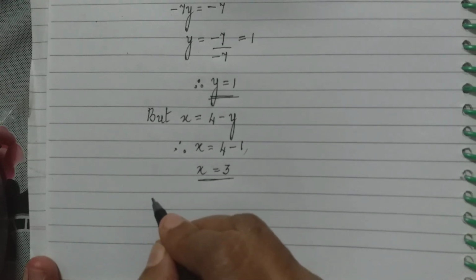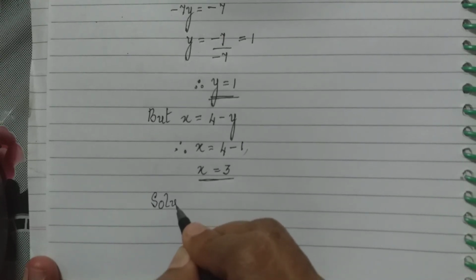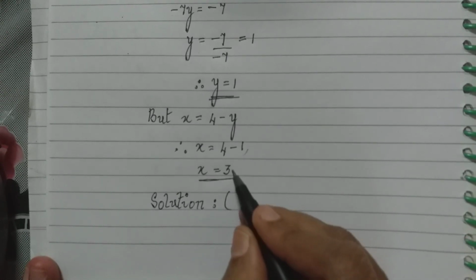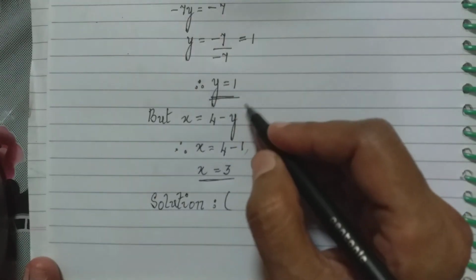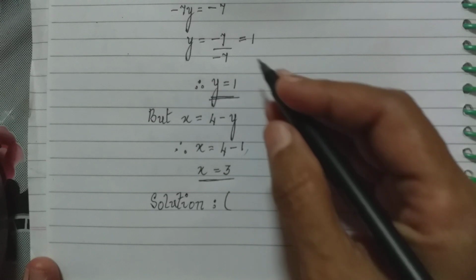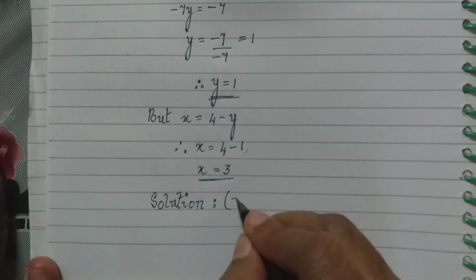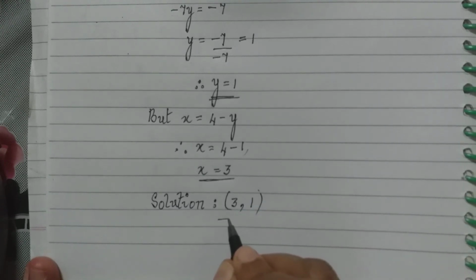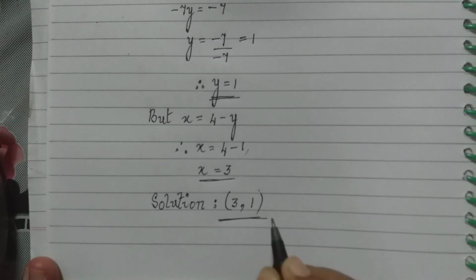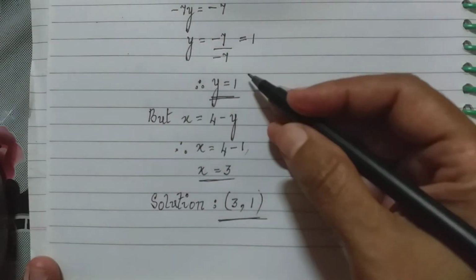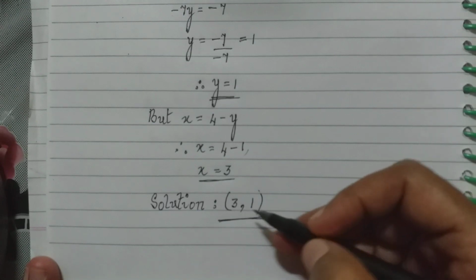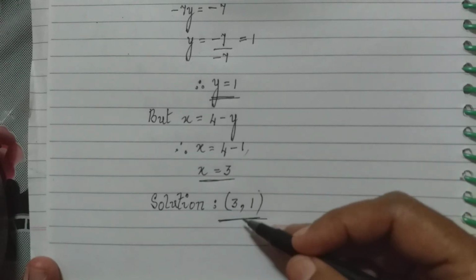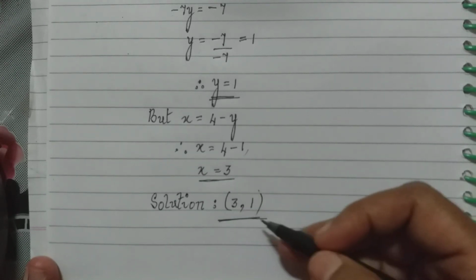Now, when we write the solution, we have to be careful. That is, first we write the x value, then we write the y value. x value is 3, y value is 1. So, we write 3, comma 1. Okay, the solution is 3, comma 1. The solution cannot be written as 1, comma 3 because when we are writing this pair, it is always understood that the first value is of x and the second value is of y. Okay, so this is 3, comma 1.